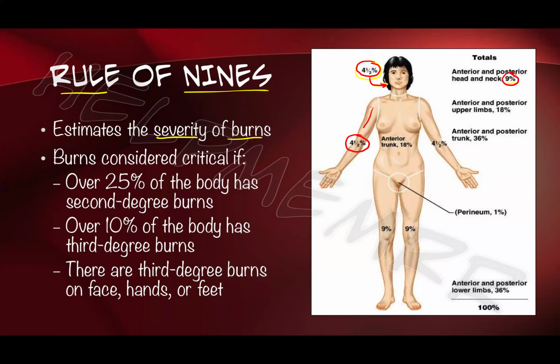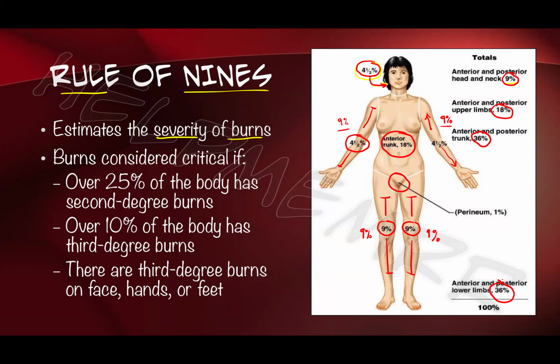4.5 for the front portion of the arm, 4.5 for the back, that's 9% here. Same thing here, 4.5% here, 4.5% here. Together, it's 9%. We have the anterior trunk being 18%, posterior trunk being 18%, 36 in total. These two limbs, 18% in total. The perineum is 1%, 9% in the front, 9% in the back, making a total of 36% for front and back.